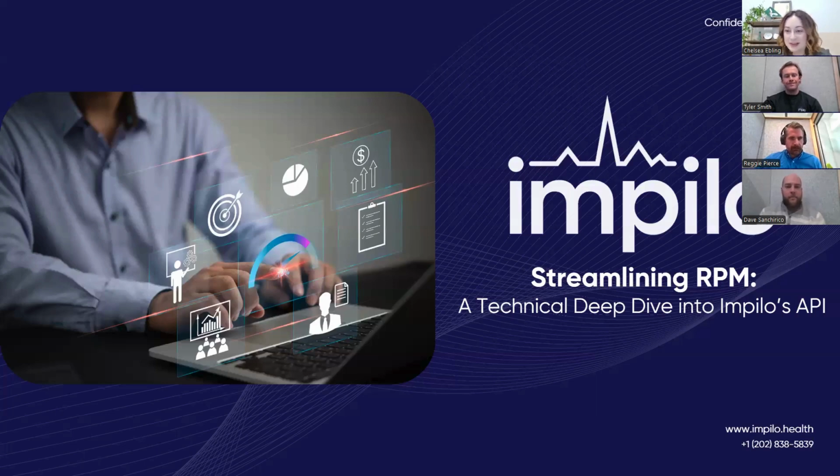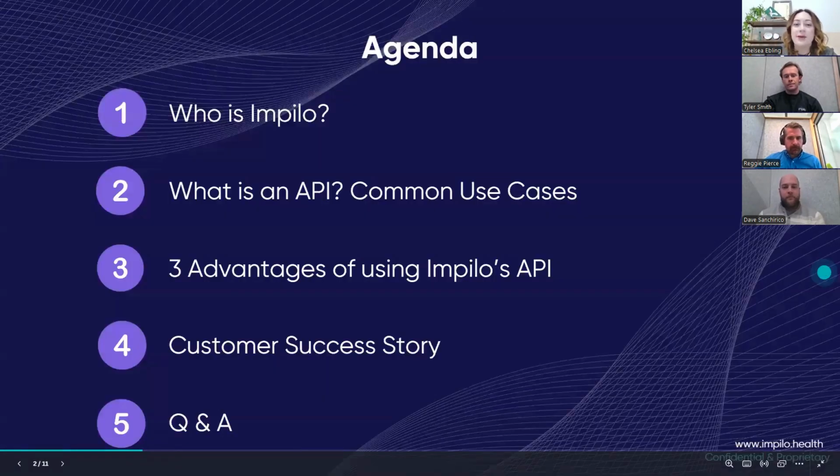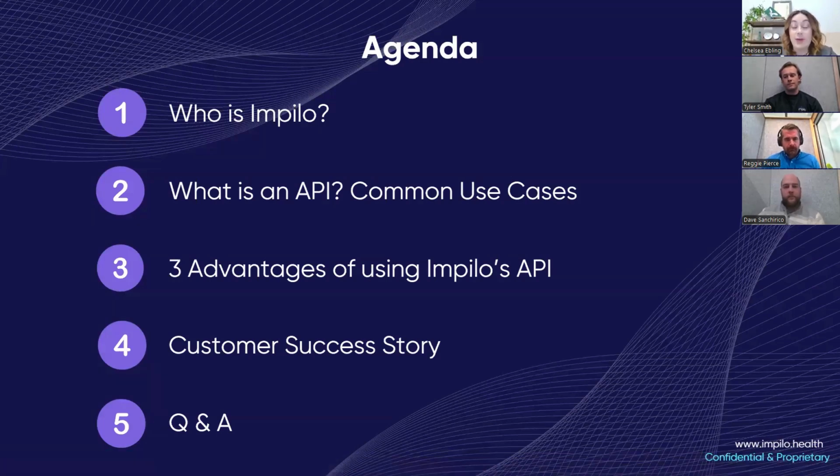Awesome. Thanks, guys. We're so excited to have you all here today to discuss today's topic. And we're going to dive in right now. So, this is the agenda for today. We're going to talk about who is Impilo. We're also going to talk about what is an API and common use cases, as well as 3 advantages of using Impilo's API. We're going to talk about a customer success story. And then at the end, we will be doing a Q&A. So, if at any point in time during the presentation you have any questions, feel free to pop them into the chat and we will answer them at the end.